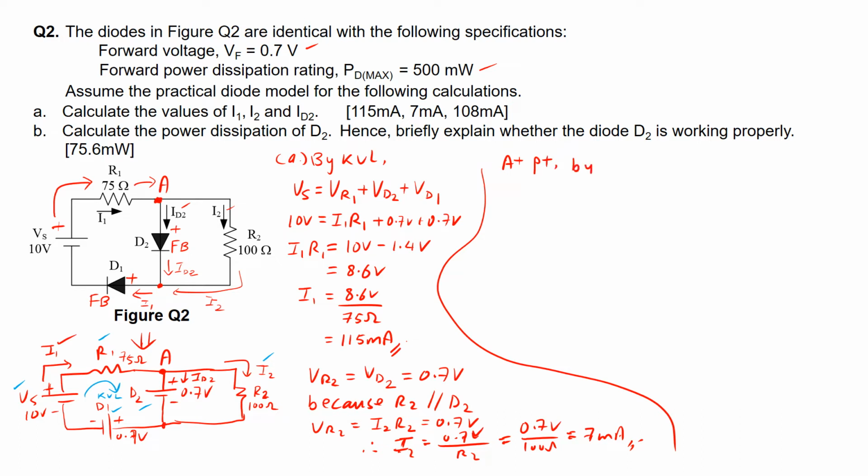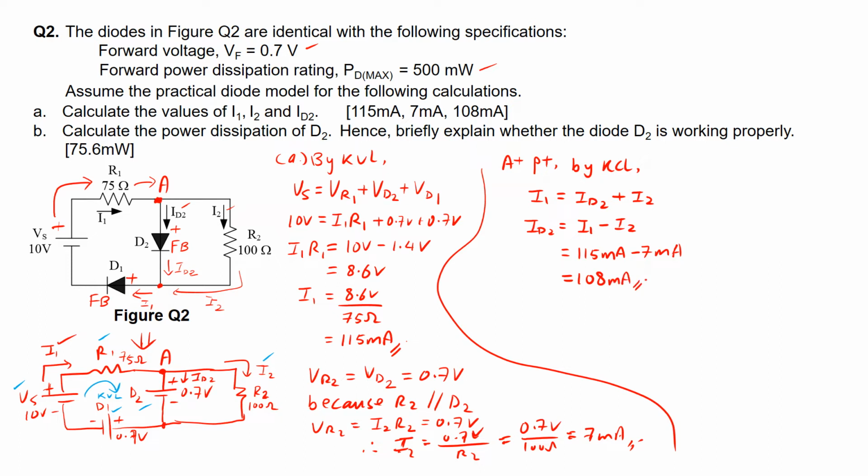By KCL, the total current I1 equals ID2 added to this I2 here. So if you want to find the current of ID2, you simply rearrange the formula to give you I1 minus I2. This is 115 milliamps minus 7 milliamps, and the resultant current will be equal to 108 milliamps.